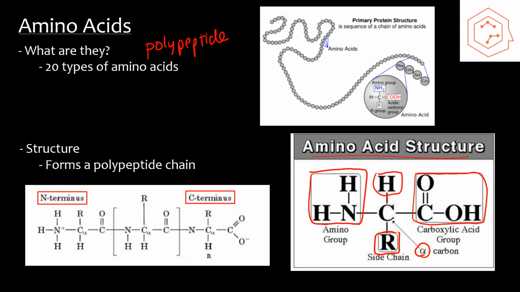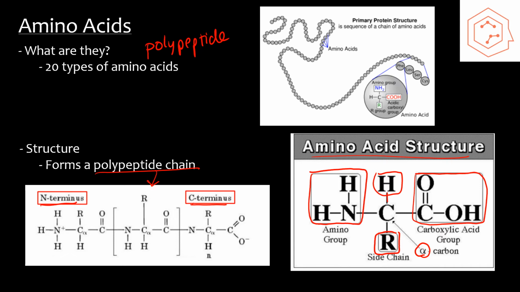So we have a polypeptide chain over here, and so you have an N terminus and you have a C terminus. So the N terminus refers to the side with the amino group, and the C terminus refers to the side with the carboxylic acid group.